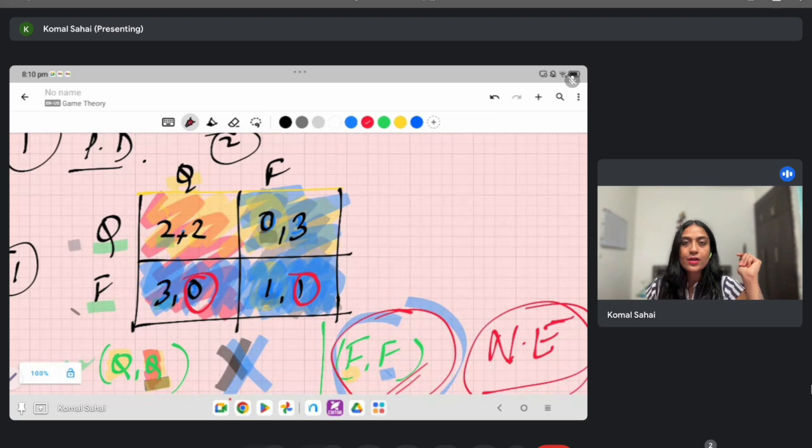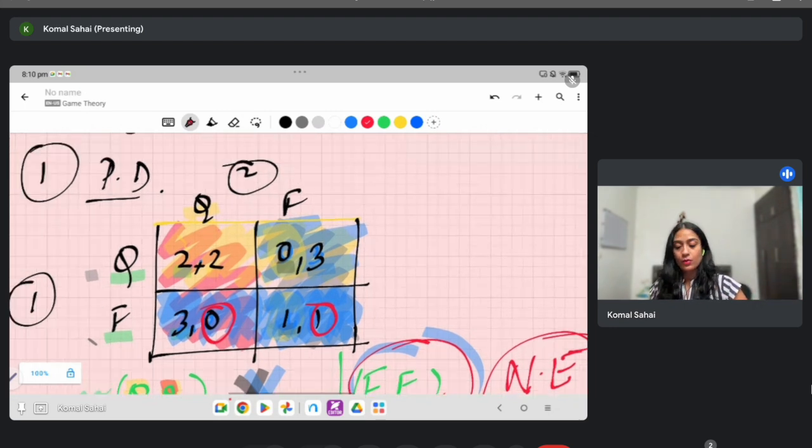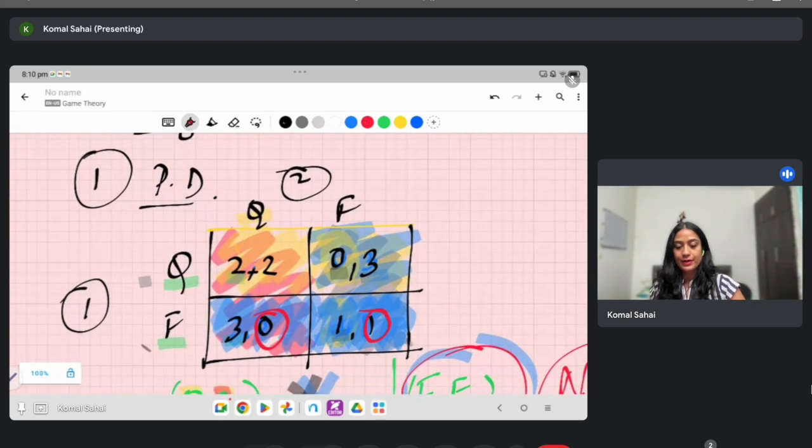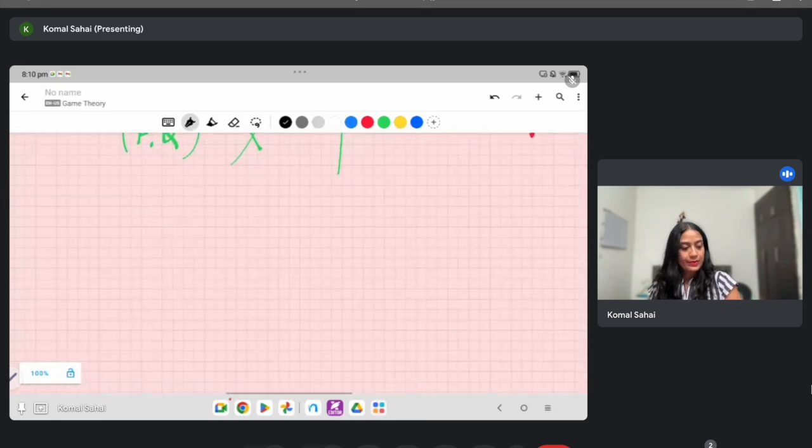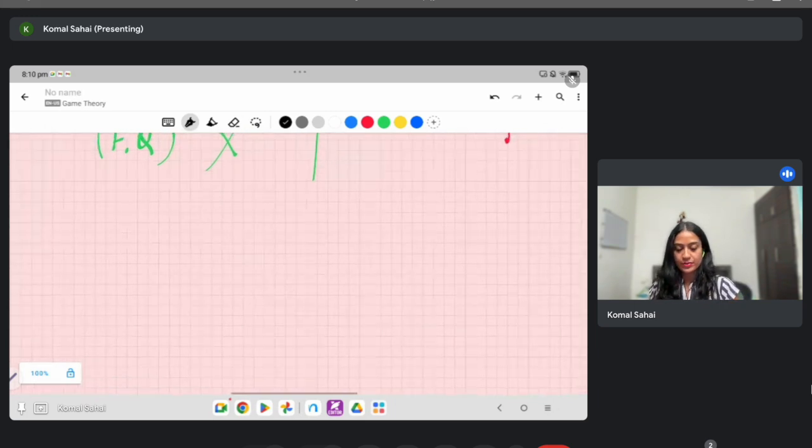Got it? Right? So what we are doing is we are putting ourselves in the shoes of every player and we are evaluating every possible outcome and thinking whether any of the players can benefit by deviating, right? Okay. Now let's go ahead and do another example. The second example is your battle of the sexes, or the Bach or Stravinsky one.